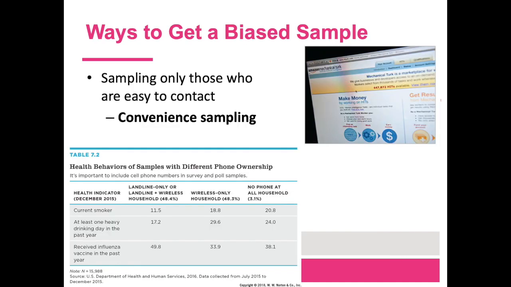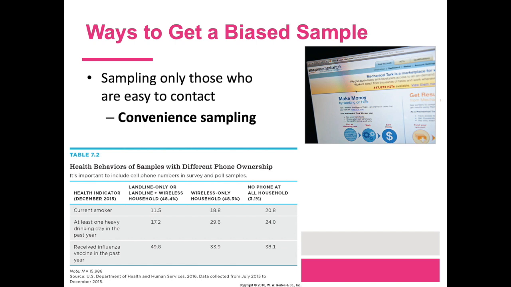So ways to get a biased sample. When we want something that's easy, so something where we can easily contact the individuals, that's usually what's called convenience sampling. There's lots of ways to do this. There's ways online. This is a system called Mechanical Turk where people sign up and you can pay them money to take your survey. The issue with all of these approaches, like convenience sampling, is that there's no guarantee that you're getting a representative sample.